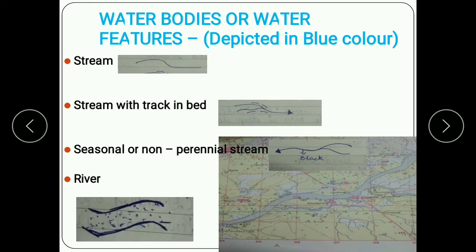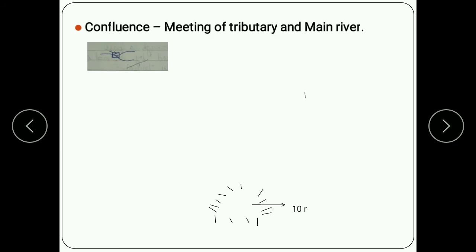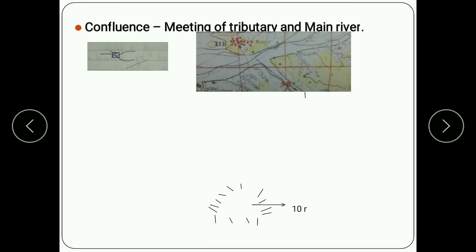Next, confluence, the meeting of a tributary and the main river. Confluence is the meeting of any two water bodies, where one tributary meets with the main river. As you can see in the topographical map, this is the main river that is shown, and from here its tributaries are also coming and joining with it. So this particular region is a confluence. We call it a confluence. Relative height of the river bank.